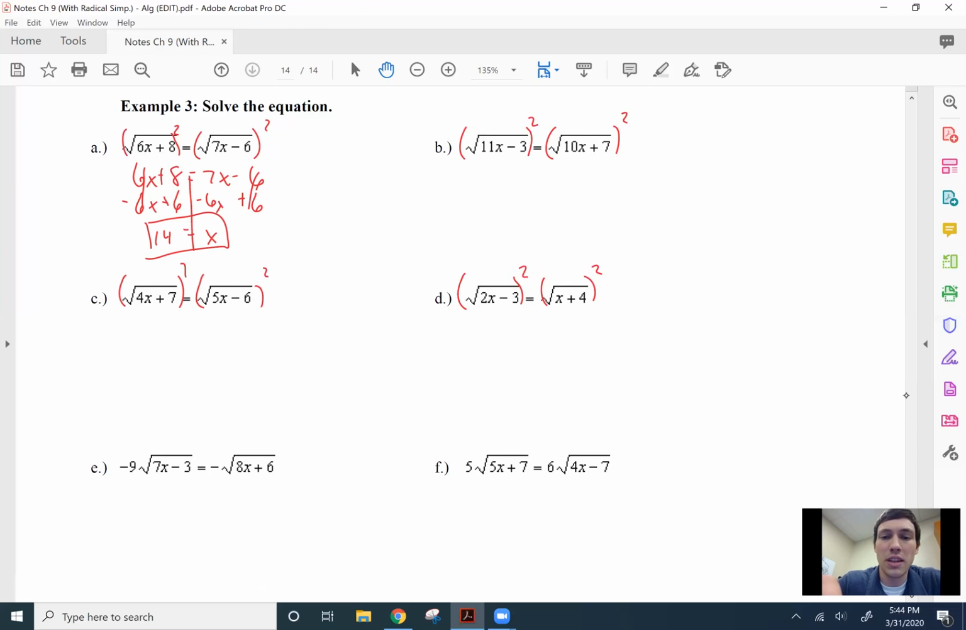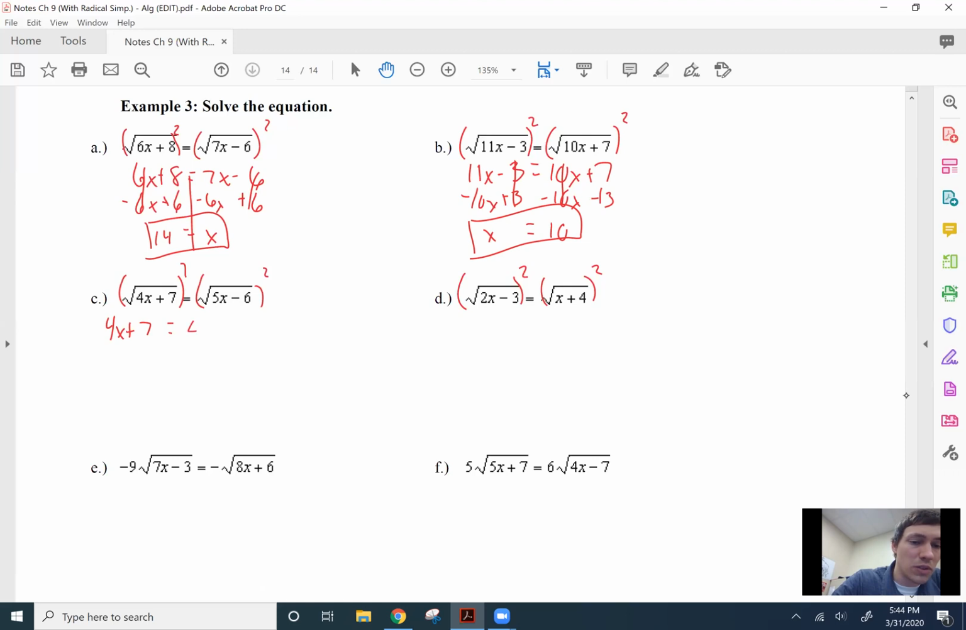In this case, same thing. 11x minus 3 equals 10x plus 7. Get the x's all together on one side. So I'm going to subtract 10x. Keep it positive, which means I'm going to add 3. Gone. Gone. 11 minus 10 is 1x equals 7 plus 3, 10. X equals 10.